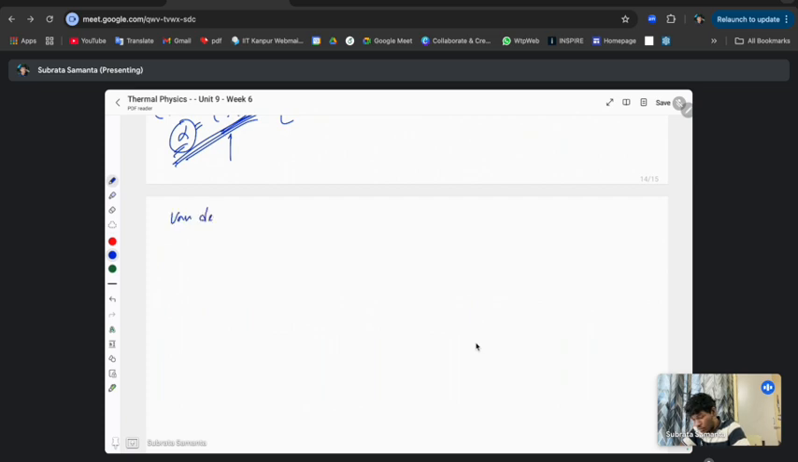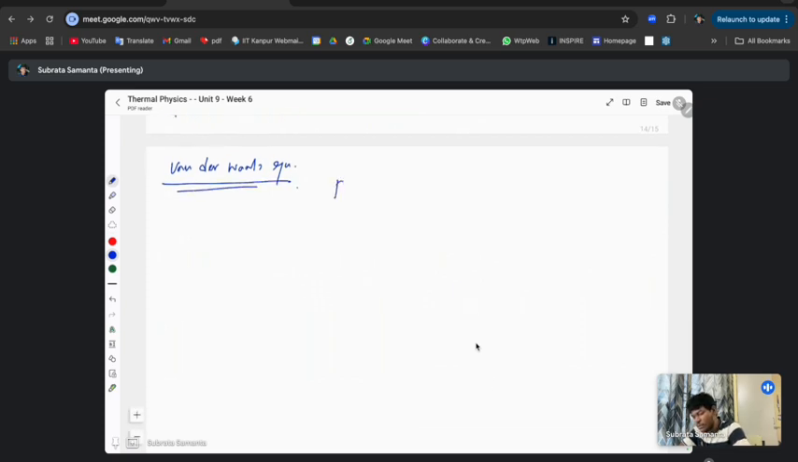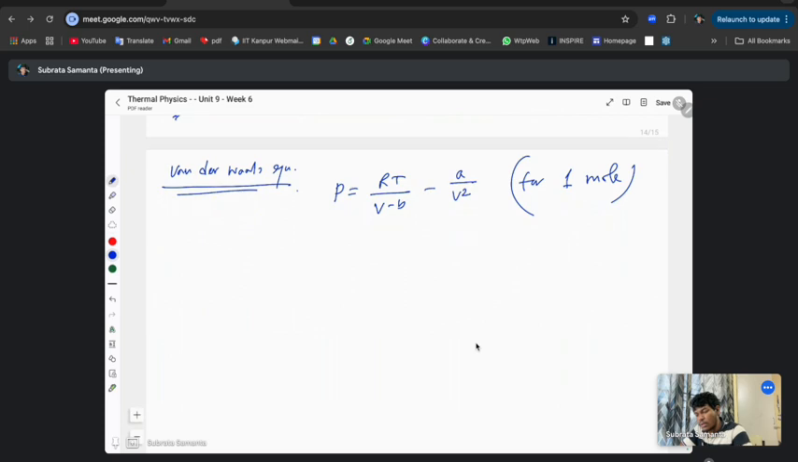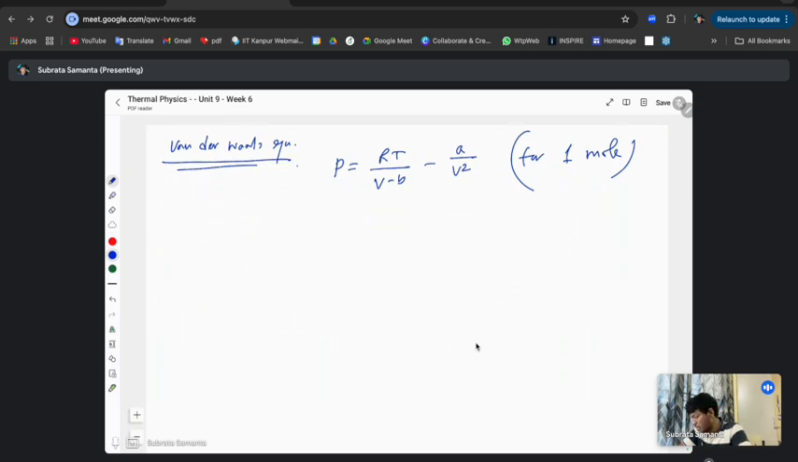For the van der Waals equation, the equation of state is P equals RT over V minus B, minus A over V square. This is for 1 mole, or n equals 1, and you calculate the PC, VC, TC.